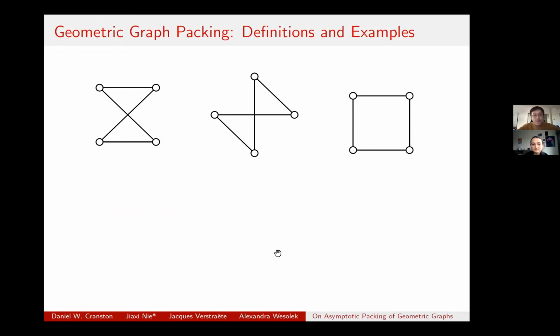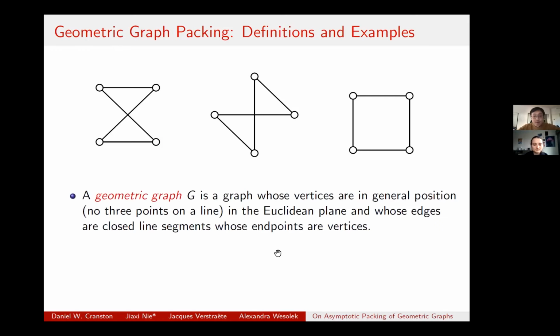So instead, we will consider a geometric variant of these packing problems. Let me first introduce what a geometric graph is. A geometric graph G is a graph whose vertices are in general position, which means no 3 points on a line in the Euclidean plane, and whose edges are closed line segments whose endpoints are vertices. In other words, they are just straight-line drawings of some abstract graph. Here we have some examples of geometric graphs.